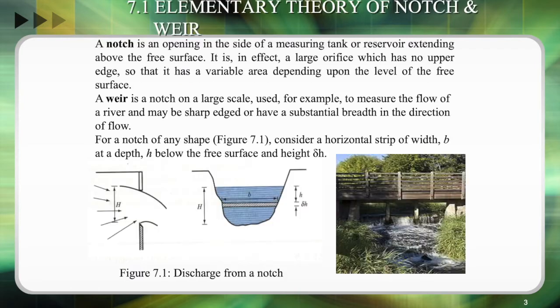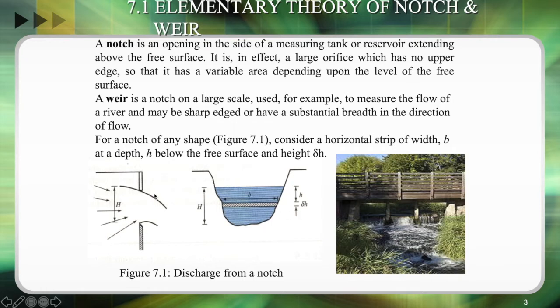Okay. Then what actually are notches and weirs? A notch is an opening in the side of a measuring tank or reservoir extending above the free surface. It is, in effect, a large orifice which has no upper edge, so there is a variable area depending upon the level of the free surface. This schematic diagram shows what a notch actually is.